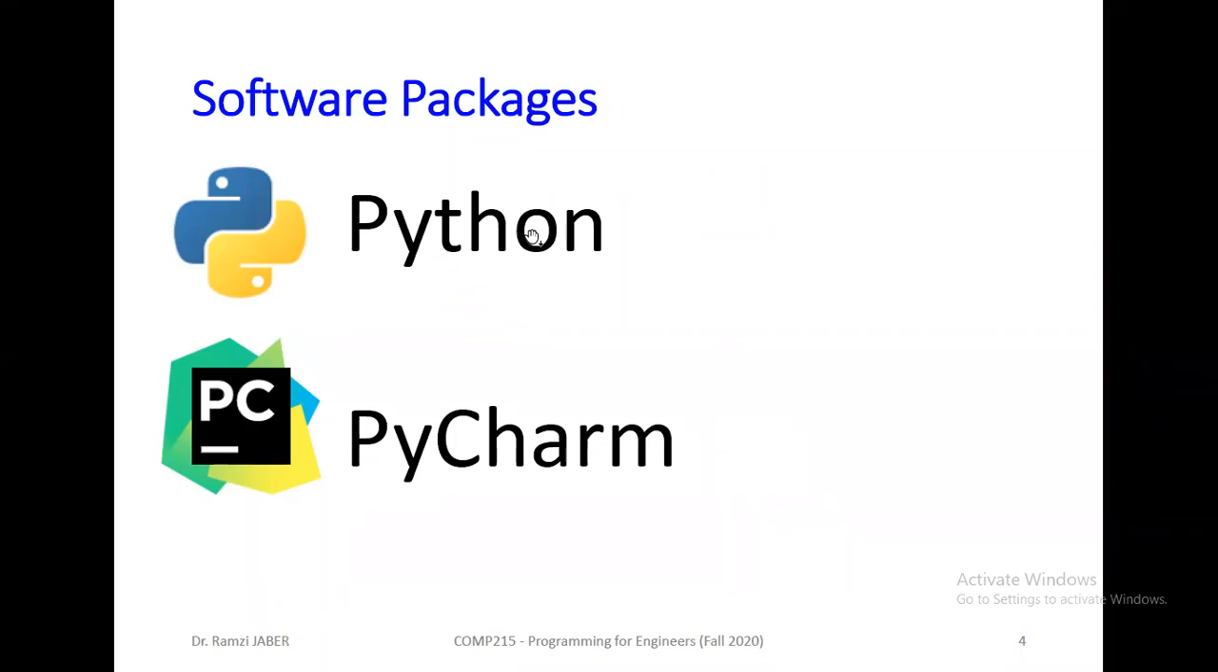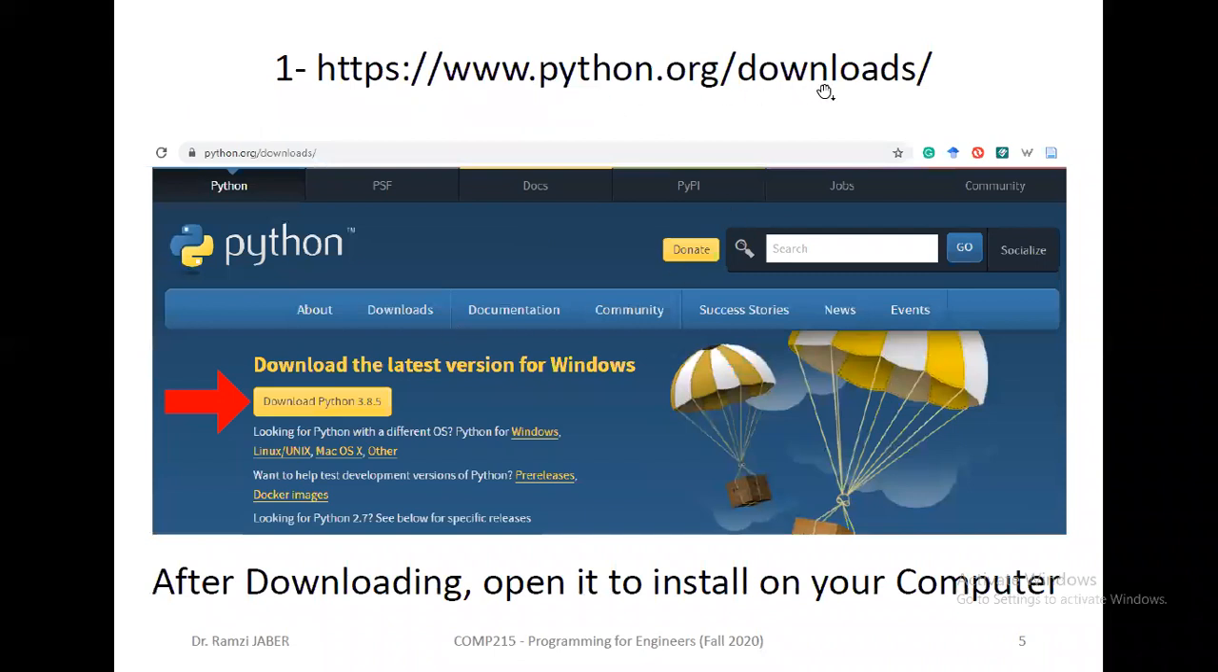How to install Python? Go to this link, python.org, downloads, and download the free edition. All these softwares are free. Download Python. Right now, I think the version is 4.0 or something, so download the latest version. This slide is from last year. Last year it was 3.8.5. Today, maybe it will be 4.0.